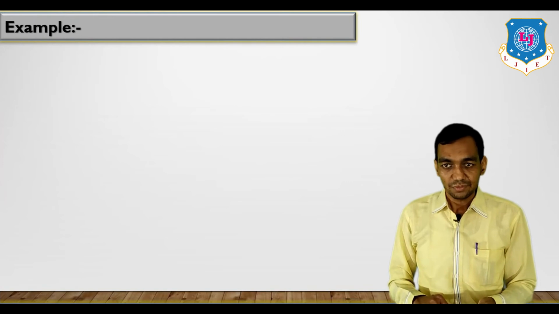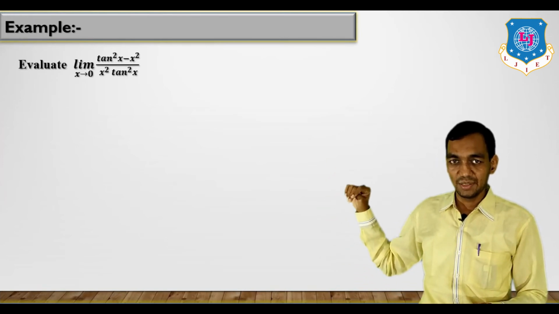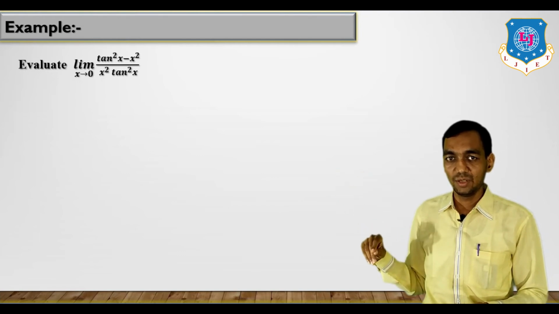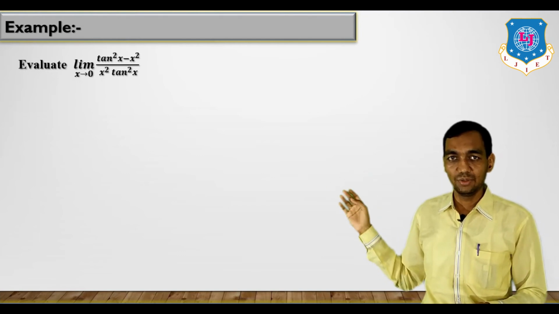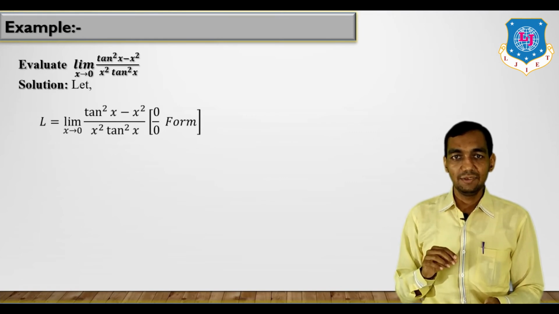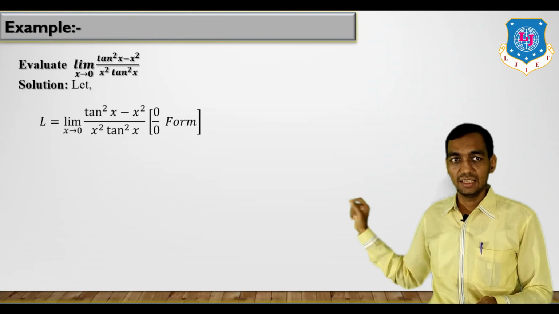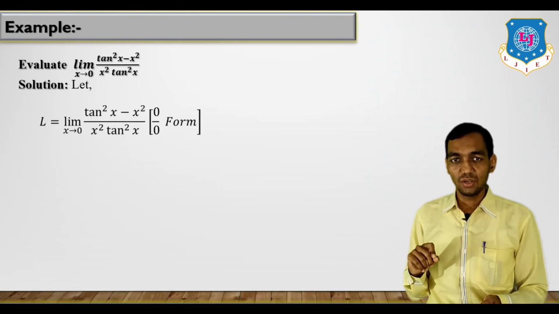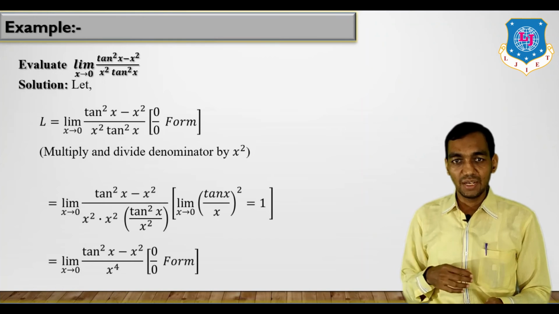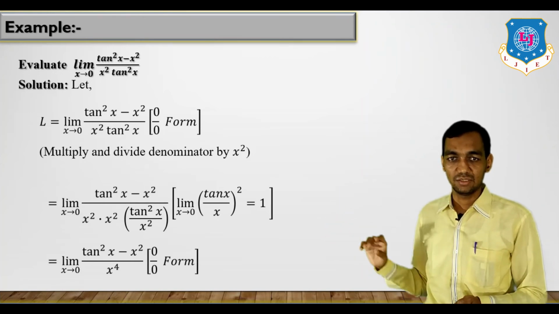In the same manner, here we are going to take another example. Limit x tends to 0, tan square x upon x square divided by x square into tan square x. Now what we have is, basically in the denominator you have two functions, x square and tan square. So what we are going to do, this is 0 by 0 form, but we are going to simplify it.